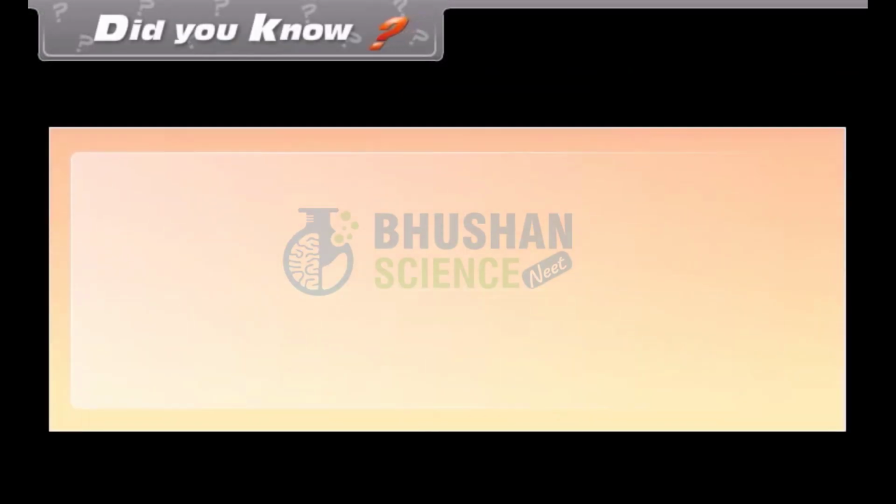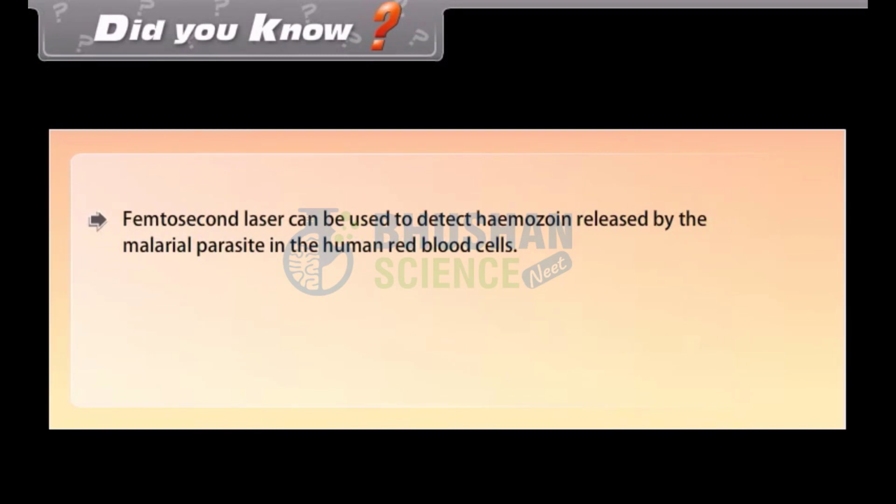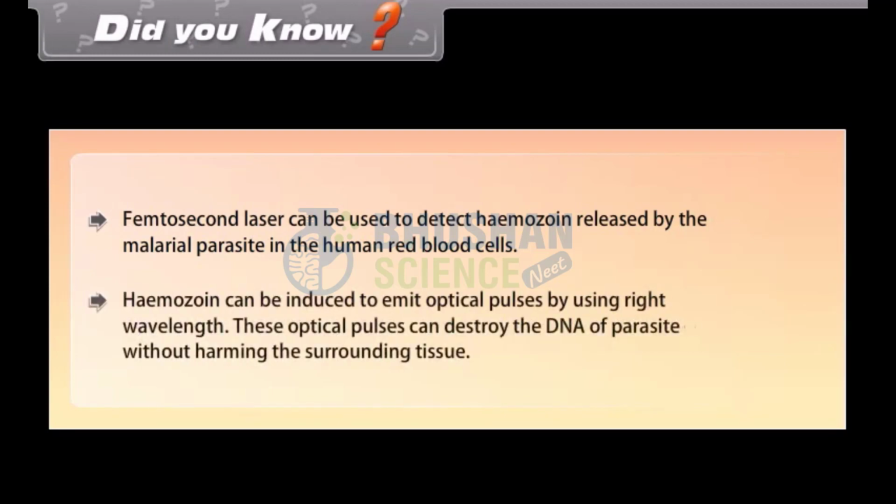Did you know? Femtosecond laser can be used to detect hemozoin released by the malaria parasite in the human red blood cells. Hemozoin can be induced to emit optical pulses by using right wavelength. These optical pulses can destroy the DNA of parasite without harming the surrounding tissue.